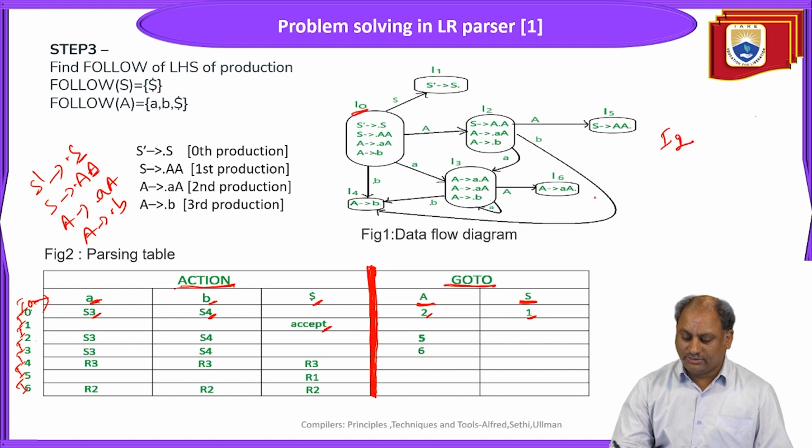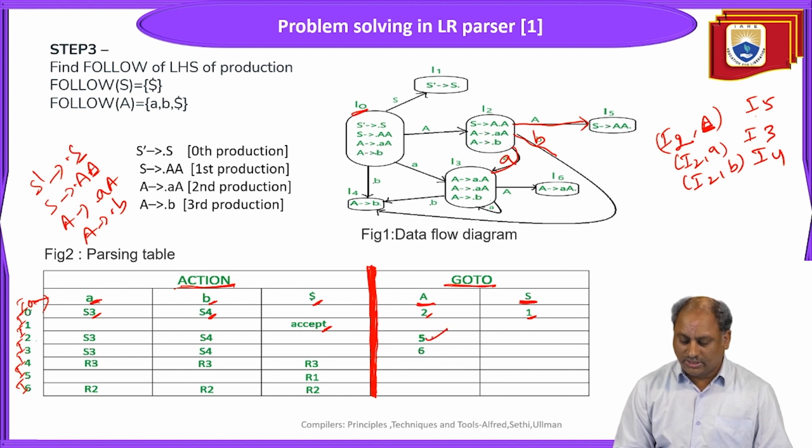Whereas I2 contains A, small a, and small b. So this is the I2 state with capital A, small b and small a. No further divisions are there. So here, I2 with capital A reaches I5, small a reaches I4, and small b reaches I3. That is why, for A on the right-hand side, that is to be mentioned as 5.